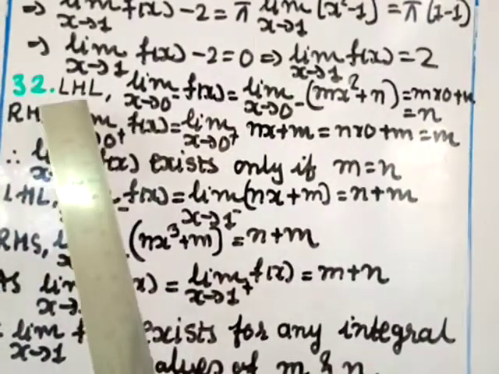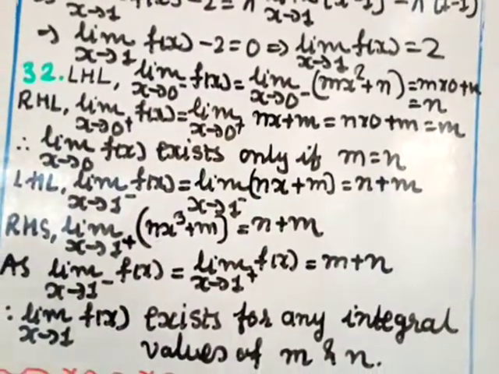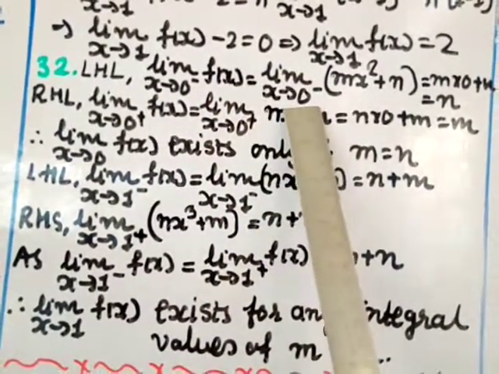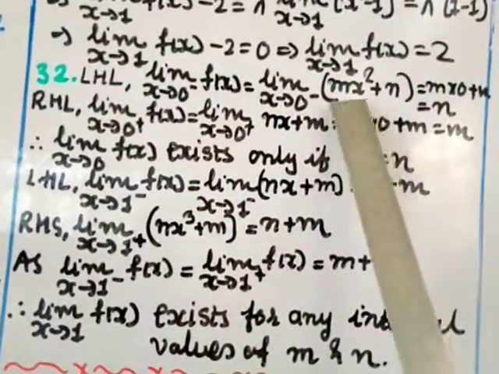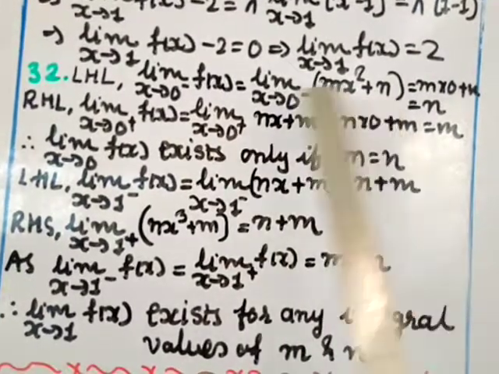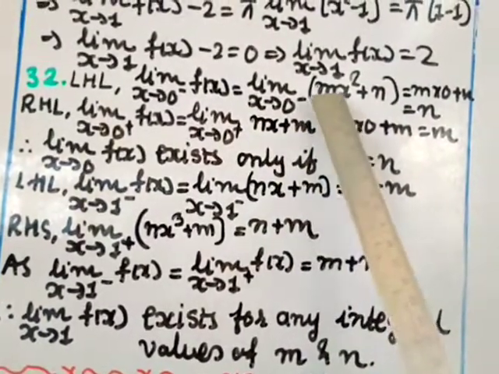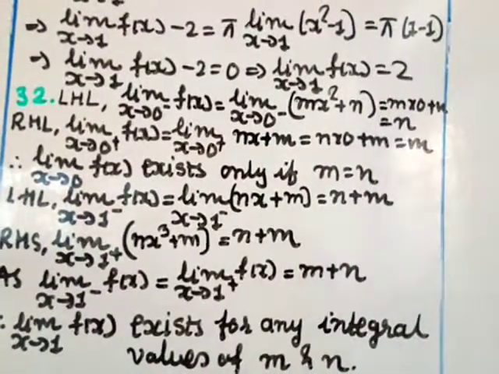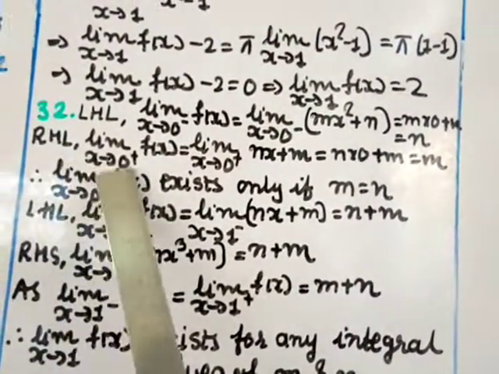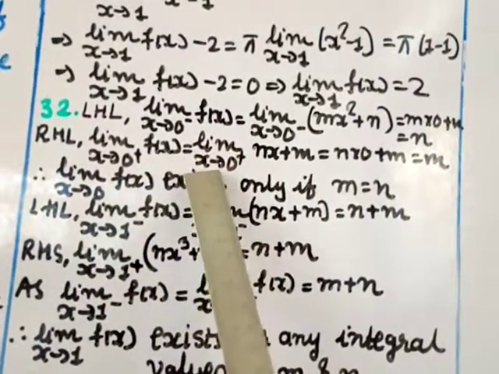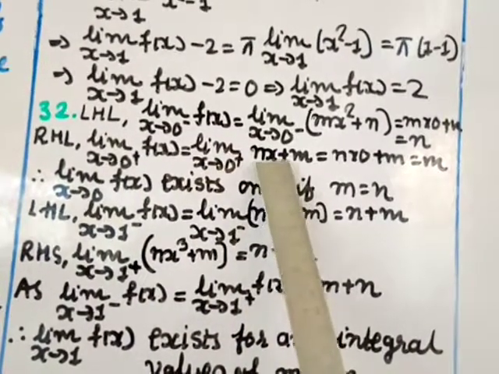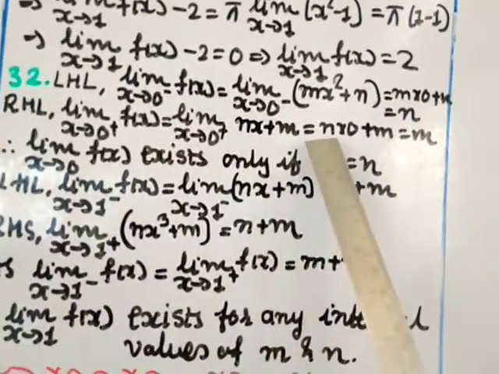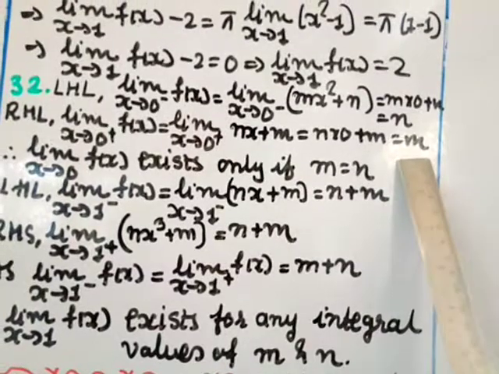So let us check first the left hand limit for x equal to 0. Limit x tends to 0 minus of f(x) equal to limit x tends to 0 minus. For this we take the first function, mx square plus n. Apply the limit here, so 0 square, that is 0, into m plus n, this is 0 plus n, so the answer is n. And the right hand limit, x tends to 0 plus of f(x), equal to limit x tends to 0 plus, the second function is nx plus m. Here also apply the limit, so put 0, so n into 0 plus m, which gives you m.